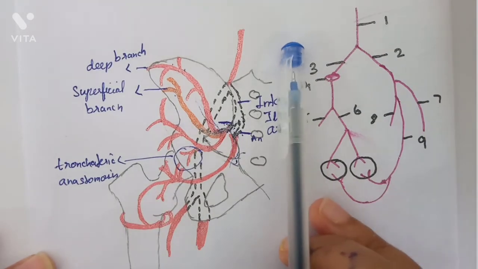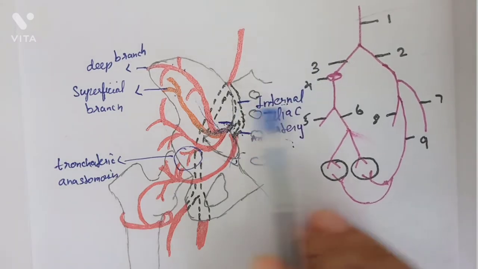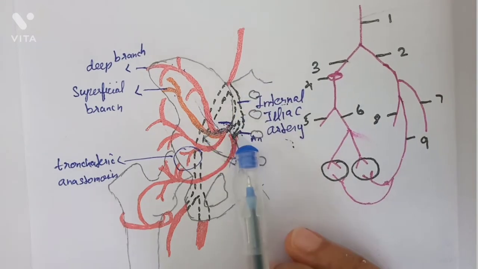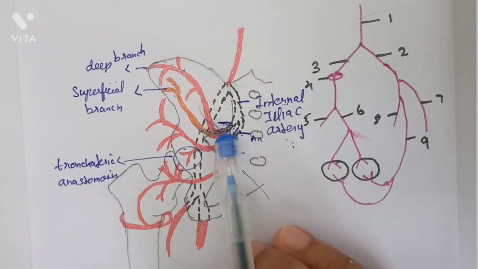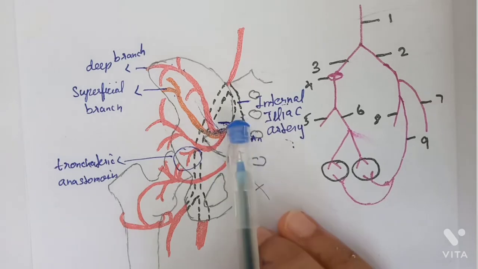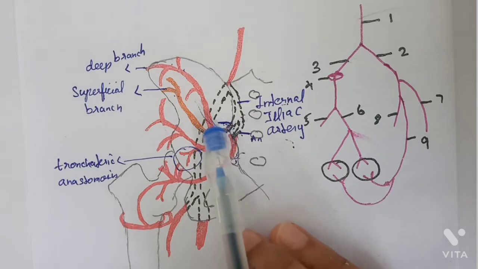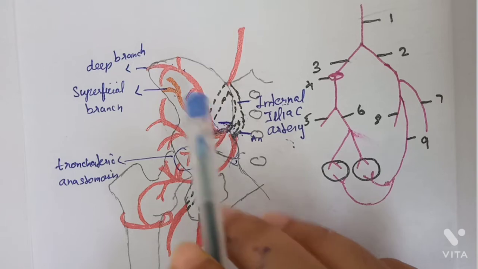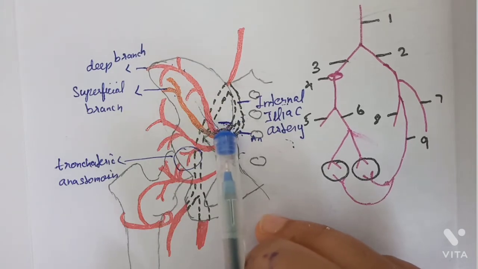The superior gluteal artery is a branch of the posterior division of the internal iliac artery. Now this is the internal iliac artery, and this is the posterior division and the anterior division. The superior gluteal artery arises from this posterior division. It enters the gluteal region through the sciatic foramen. After entering, it gives out two branches, the superficial branch and the deep branches. The superficial branch supplies the gluteus maximus and medius, whereas the deep branches take part in anastomosis.